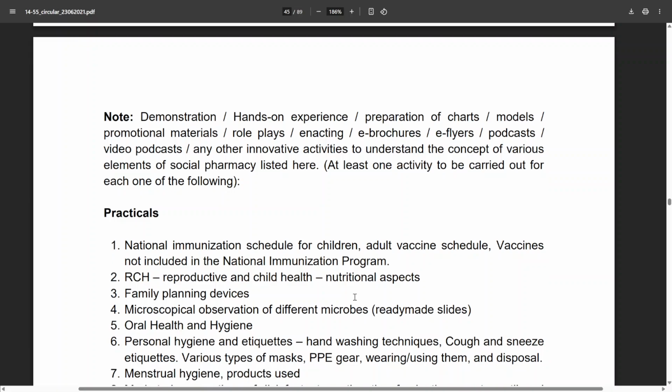Note: demonstration, hands-on experience, preparation of charts, models, promotional materials, role plays, enacting, e-brochures, e-flyers, podcasts, video podcasts, any other innovative activities to understand the concept of various elements of social pharmacy listed here. At least one activity to be carried out for each one of the following.